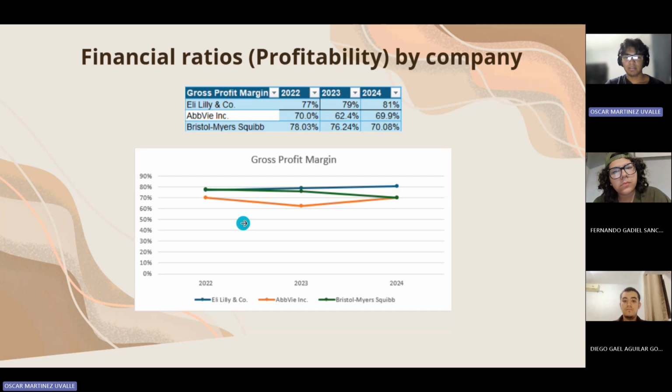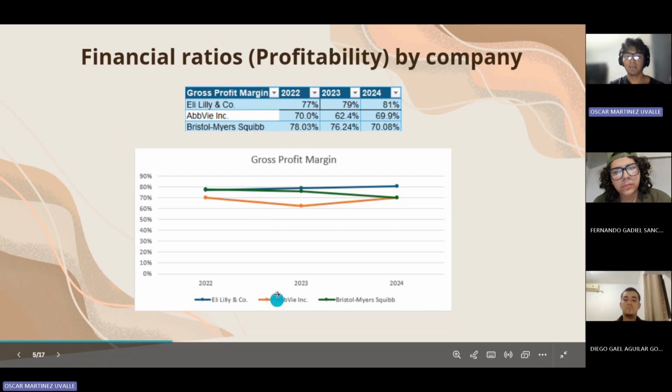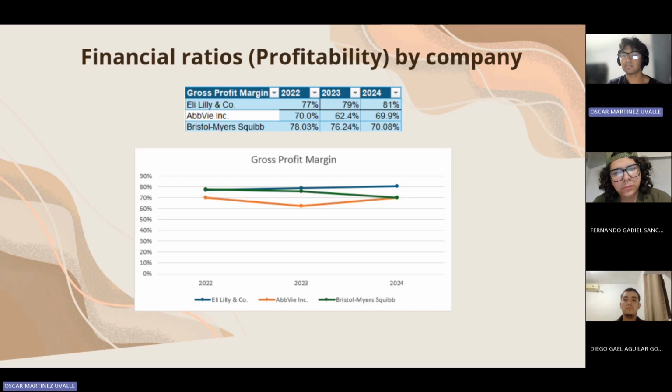We can see in the chart that the lowest of the three companies was AbbVie. In the 3 years, the only year it was almost closer to the other companies was 2024, when it was closer to Bristol Myers, but it was the lowest in the other 2 years.